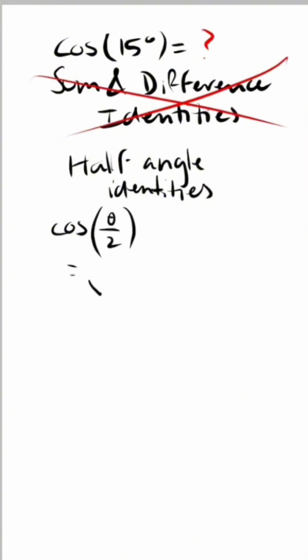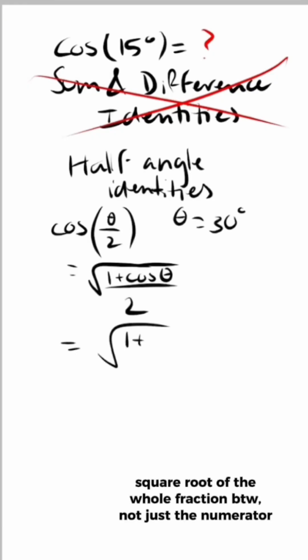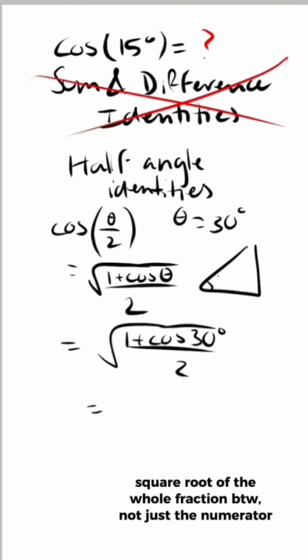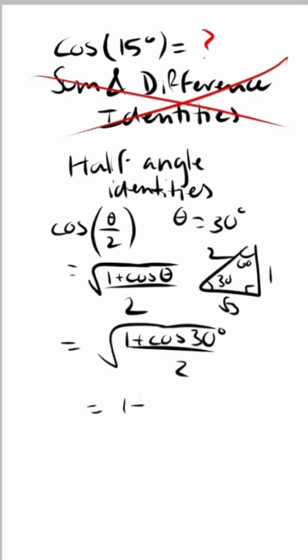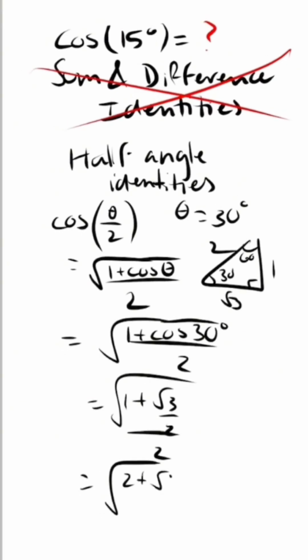As a reminder, the cosine half angle identity states that cosine theta divided by 2 equals the square root of 1 plus cosine theta, divided by 2. Plugging this in where theta equals 30 degrees, we get the square root of 1 plus square root 3 divided by 2, divided by 2. Simplifying this, we'll get square root 6 plus square root 2 divided by 4.